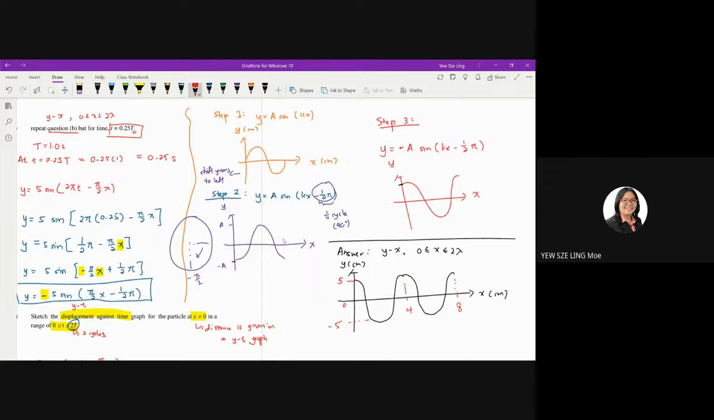And of course, if you know how to get the final answer straight away, you can proceed with the final answer. I just showed you step 1, step 2, step 3 so that you can see the difference. What happens if you have a graph with an initial phase angle? Then you shift the axis. And what happens if you have a negative sign in front of the trigo function? Then you flip the graph over.